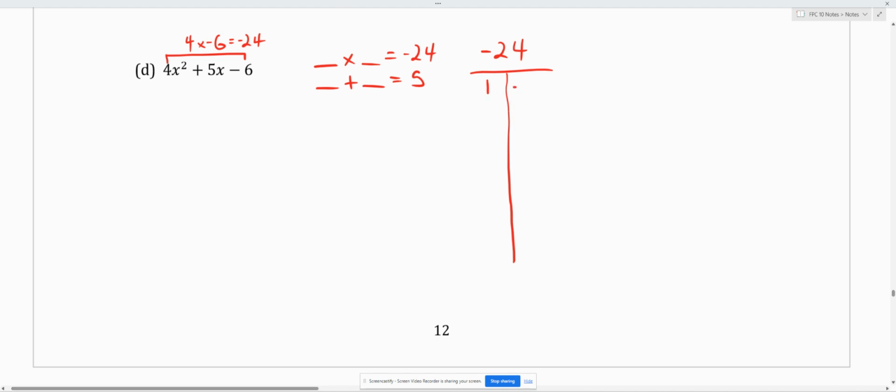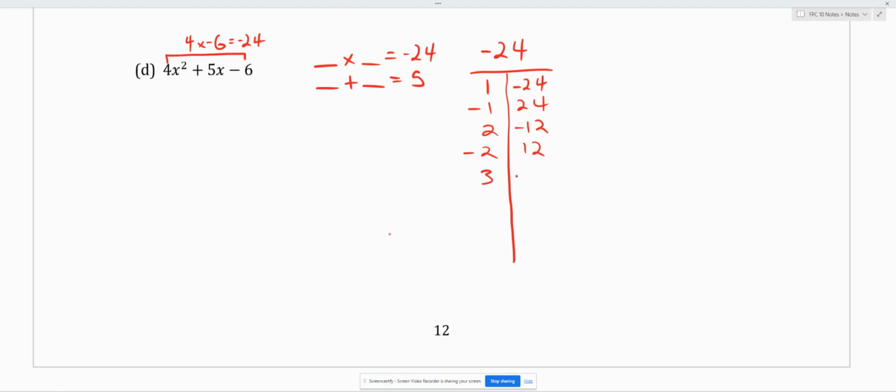So we get 1 times -24. That doesn't work. That equals -23. -1 times 24. That doesn't work either. We'll try 2 times -12. That doesn't work. That equals -10. -2 times 12 equals +10. I hope you start to see the pattern of where I can skip and not check some of these things.